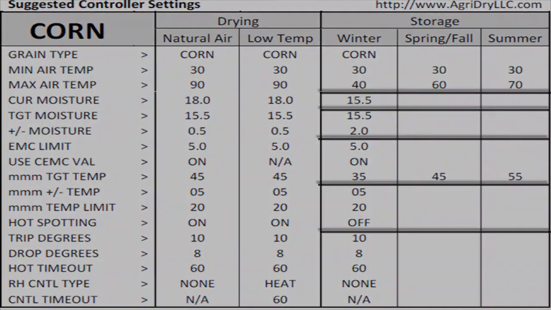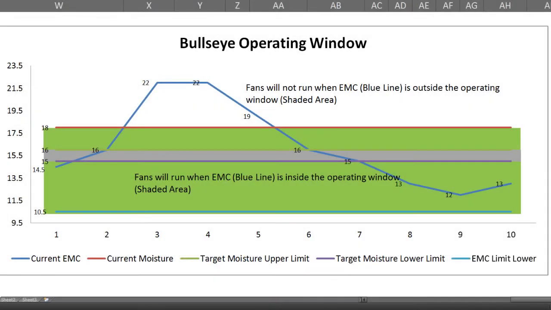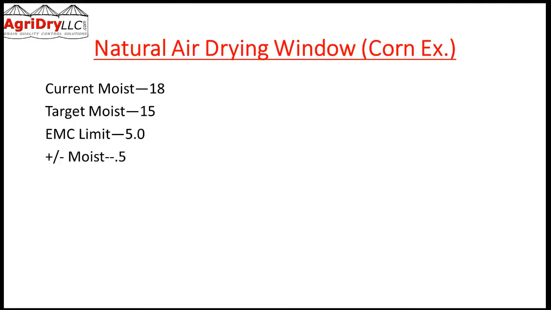What we're doing with those suggested settings is creating our operating window, our moisture window, a top and a bottom, cutting off the extremes. So we have EMC floating in and out. Anytime that EMC is within those two, the top and the bottom ranges, that's when we're going to have runtime. Let's say we did start out with these suggested settings. We've got a current moisture 18, target moisture 15, EMC limit of 5, and a plus or minus of 0.5. Standard door settings, right inside the door of the controller.